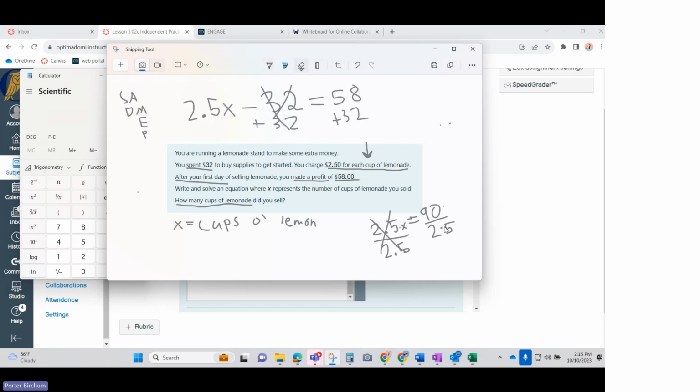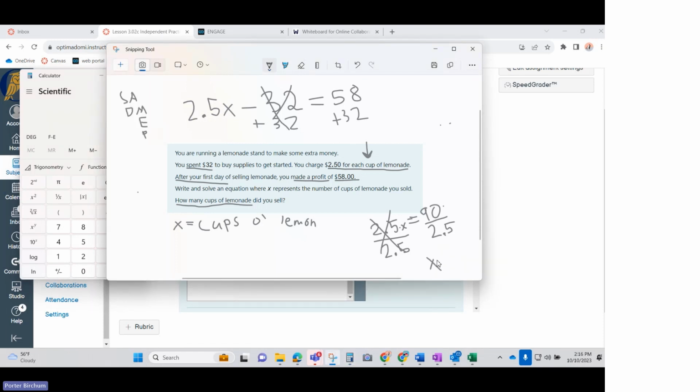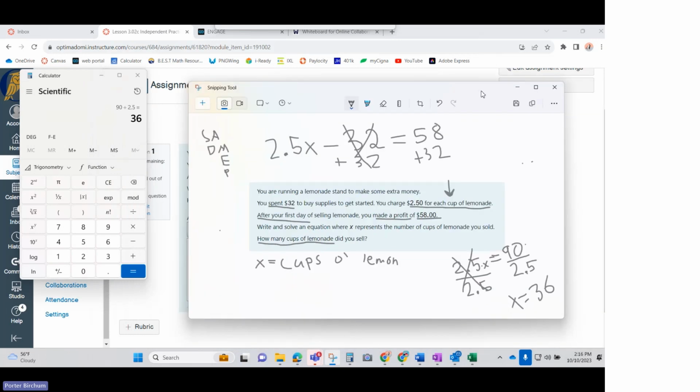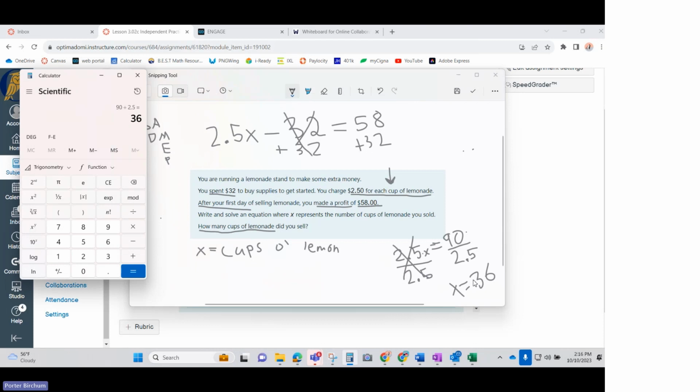Oops. My decimal point is crazy. 2.5. Okay, let's see. What is 90 divided by 2.5? 36. So then I have x equals 36. Okay, x equals 36. First, we have a few tries on this question. So we could type it in to our answer and click check. Or I could also plug this number back into my equation.